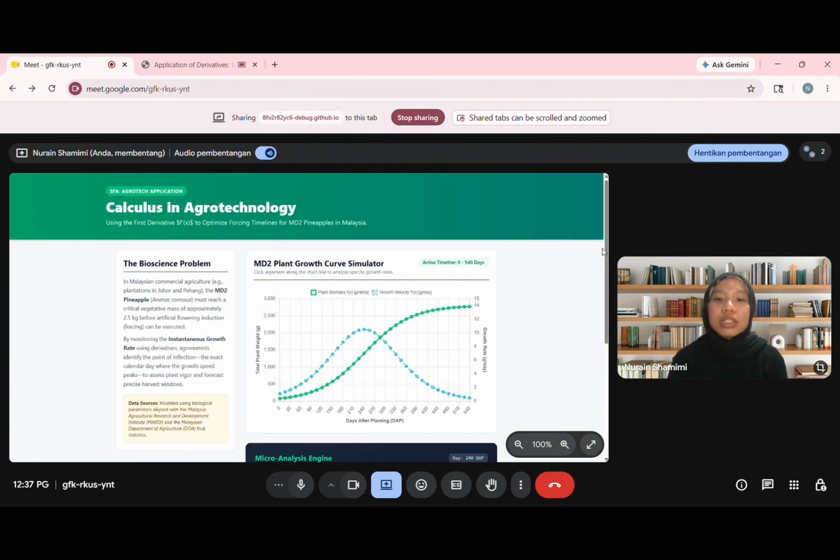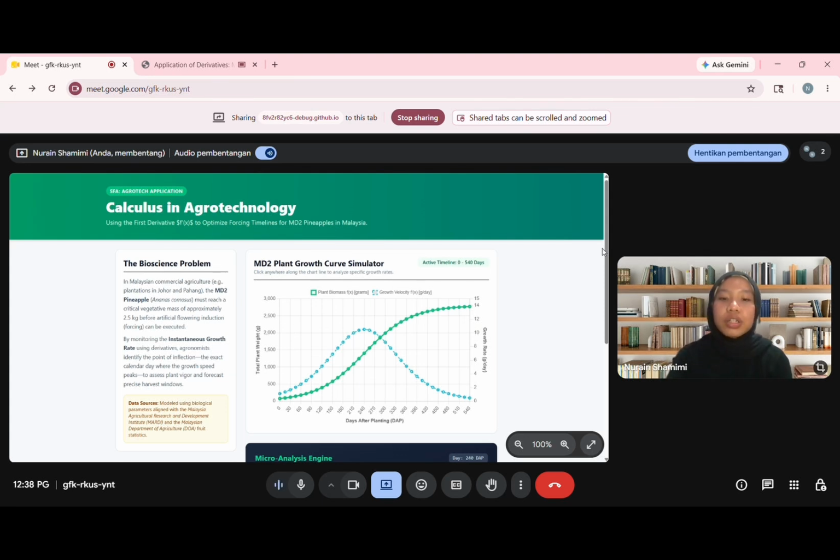Next is the MD2 plant growth curve simulator, which is the main feature of this project. The graph contains two lines. The green line represents plant biomass or total plant weight, and the blue dotted line represents growth velocity, which means the growth rate per day. The x-axis shows the number of days after planting, while the y-axis shows plant weight and growth rate. From the graph, we can see the plant biomass continues to increase over time, while the growth rate increases until a certain point and then gradually decreases.